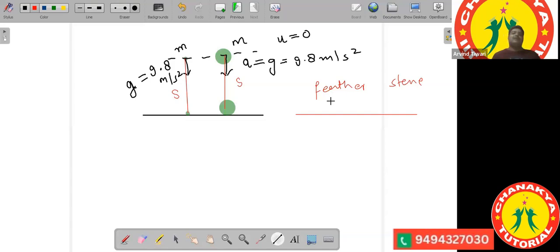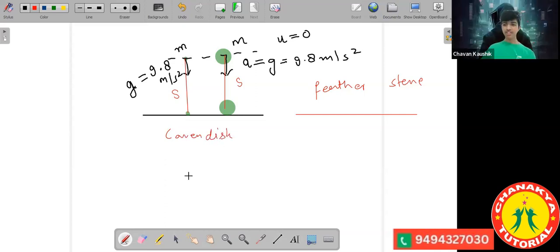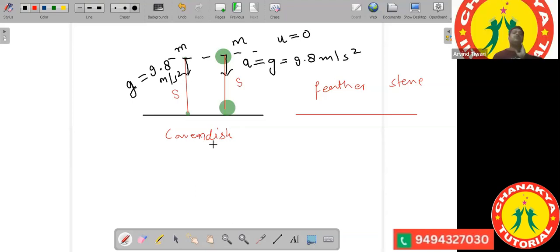But later it was the scientist Cavendish. Theoretically it was said by Galileo that both objects will take the same time, but it was Cavendish who proved this experimentally. Do you think they proved each other wrong in different generations? No, they didn't prove it wrong. Cavendish proved that both feather and stone fall at the same time.